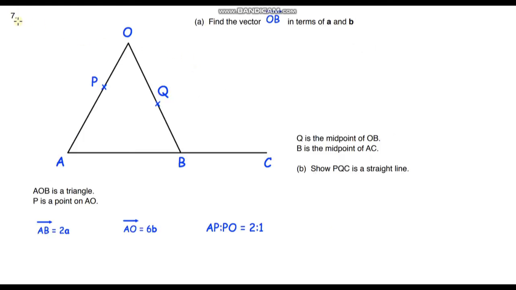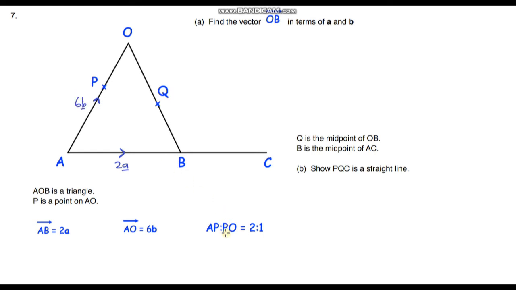And here we go. Here's the last question, question 7. So AOB is a triangle. P is a point on OA, which we can see. A lot of the information given to us is redundant. So vector AB, we're already told what vector AB is. So this vector here is 2A. Let's write that down. Vector AO, so this vector here, goes from A all the way up to O. So that is 6B.